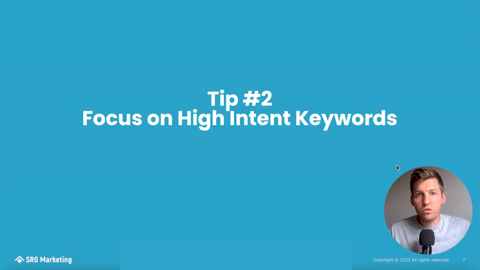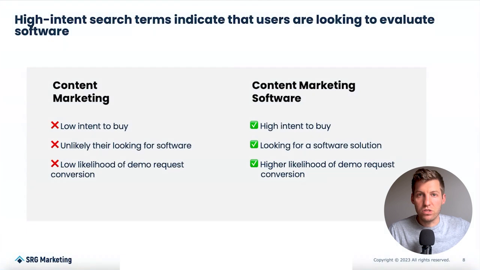B2B Google Ads tip number 2 is to focus your bidding on high intent keywords. So what are high intent keywords? High intent keywords are search terms that indicate that people are actively looking to evaluate your service, solution, or software. The best way I can describe it is with the example on the screen, which is 2 keywords that have different intent.